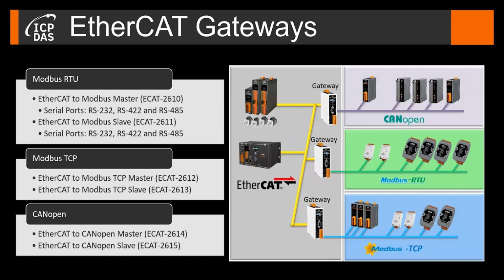EtherCAT gateways allow industrial equipment that does not support the EtherCAT communication protocol to smoothly exchange data with the EtherCAT master. ICP provides EtherCAT gateways for Modbus RTU, TCP, and CANopen. The gateway acts either as a slave or as a master in the local network. The gateway allows the connection of just one module, like a Modbus or CANopen module, or a network of Modbus or CANopen slaves.